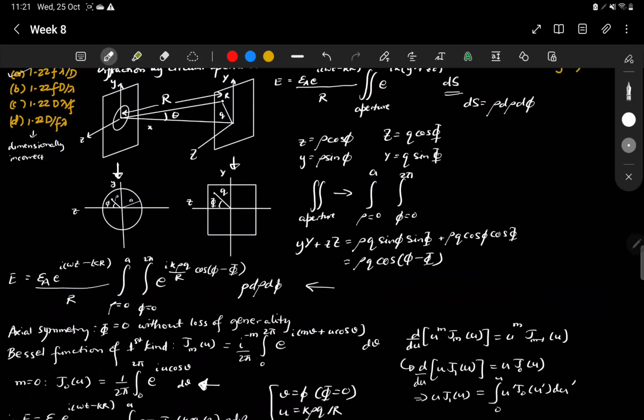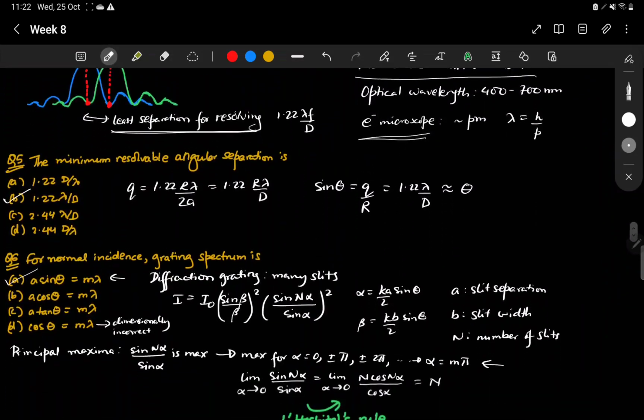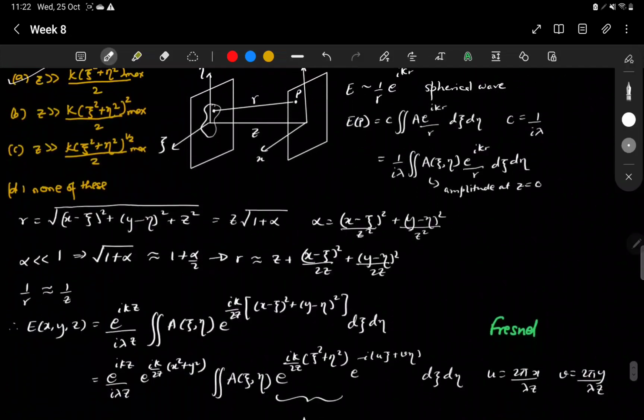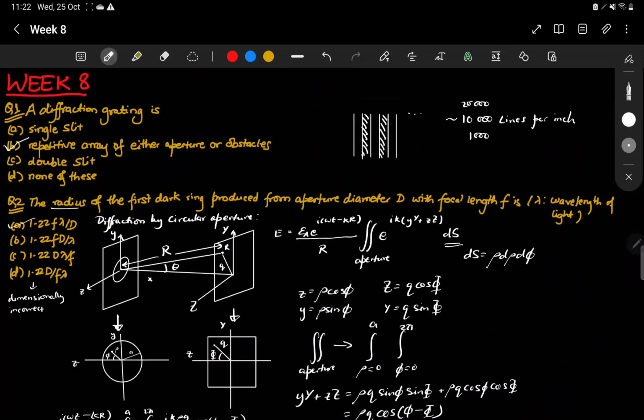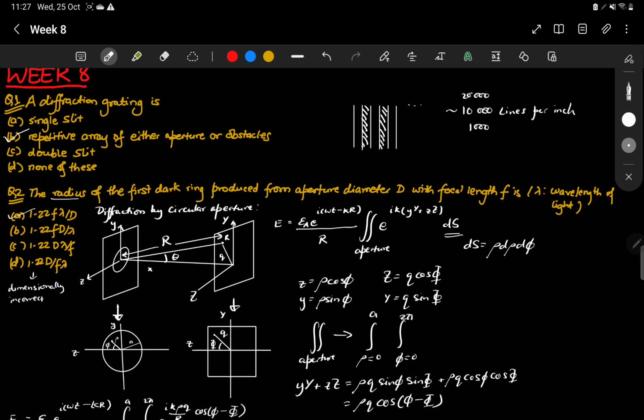In week 8, we were introduced to diffraction gratings and circular apertures, Rayleigh criterion, and different terms related to a diffraction grating. A diffraction grating is a repetitive array of either apertures or obstacles. So it's a repeating array of many slits. You can think of it as multiple slits, and the order is like thousands of lines per inch.